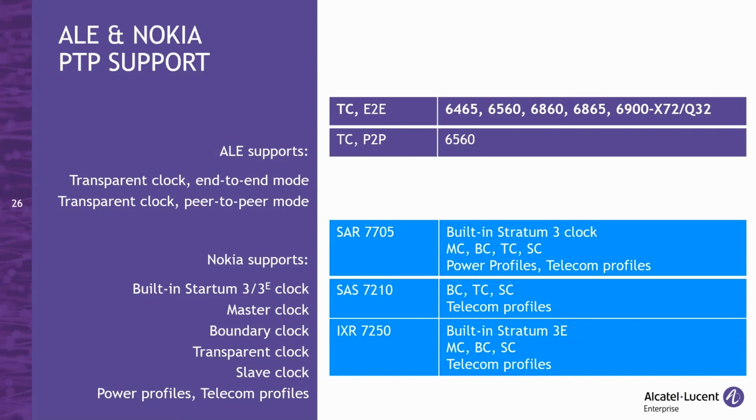Besides supporting built-in Stratum 3 and upgraded Stratum 3E standard clocks, Nokia has also a wide range of nodes supporting PTP protocol. On selected product lines and models, Nokia supports all types of clocks, including master, slave, boundary, and transparent clocks. Selected Nokia products also support telecom and power PTP profiles as previously described. Here is an overview of specific product lines supporting PTP protocol, but please check datasheet for a specific model support.